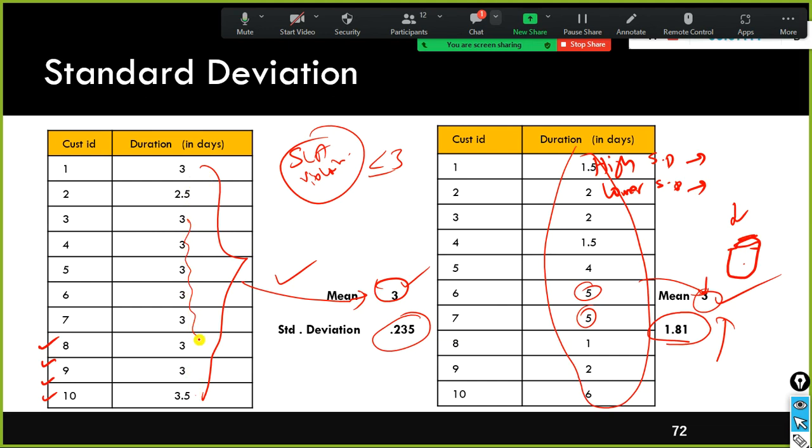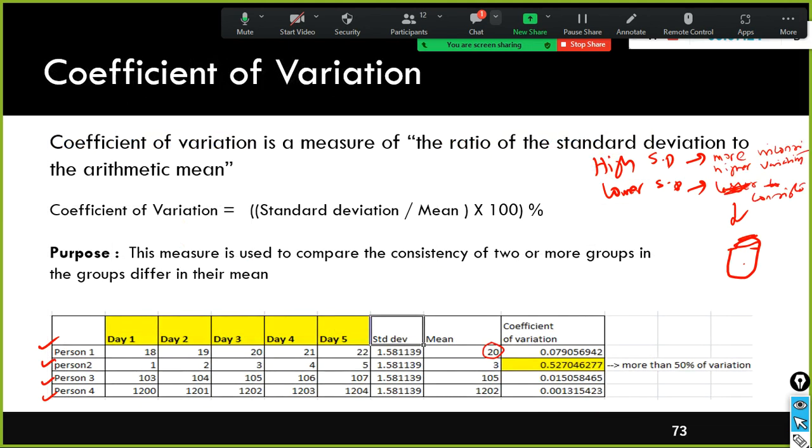3, 3, 3, 3, 3, 3. Only one variation is there here. And here only one variation is there. Not much variation. Hence, the standard deviation is lesser here. So please remember, this is a very basic thing. Higher standard deviation represents higher variability, which means more inconsistency.